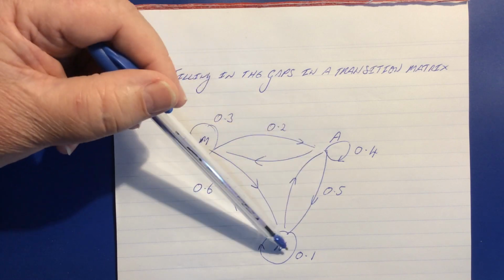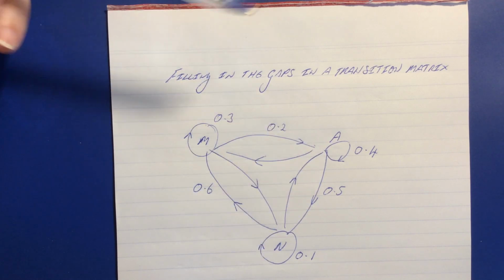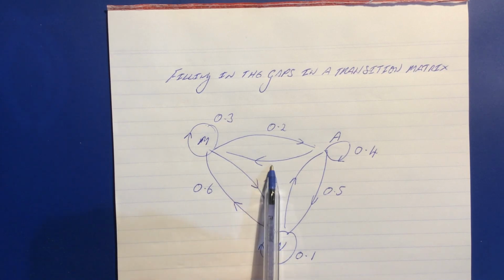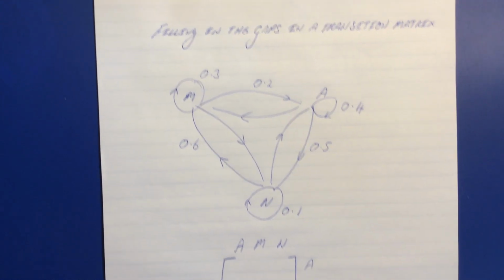50% move from A to N. Again, we don't know what they are. It's not really our business at this point. Our business is to figure out what's going on in these blank areas here. And we're going to use a matrix to do that.